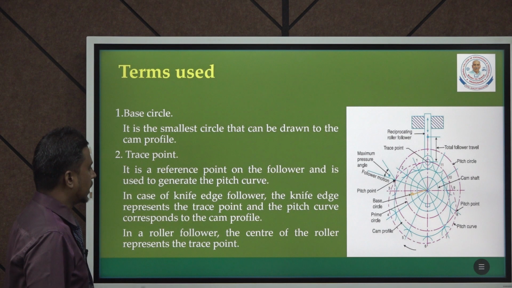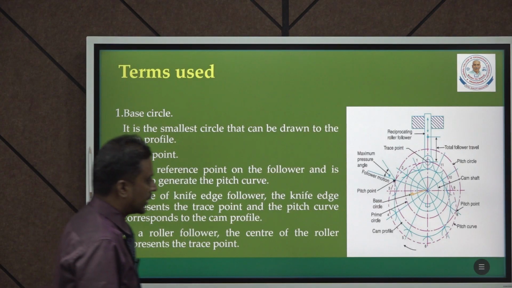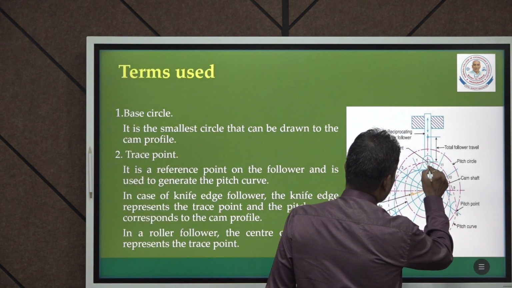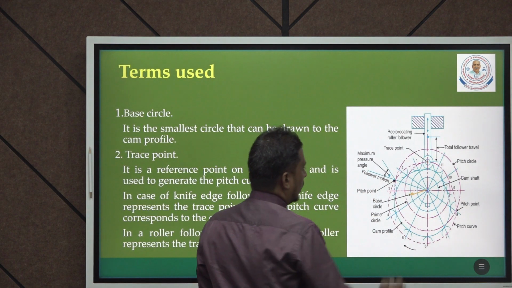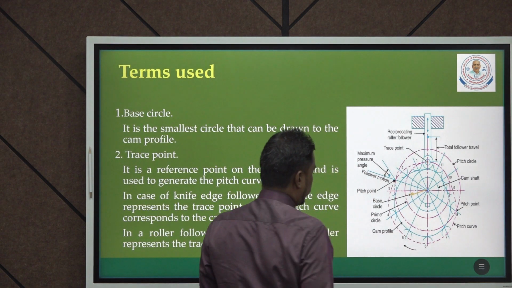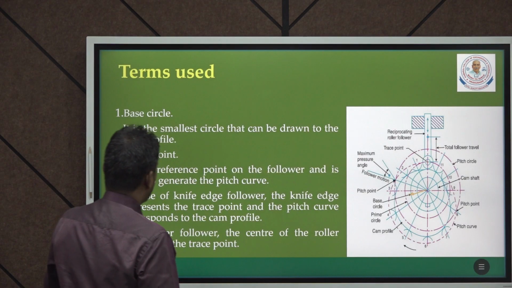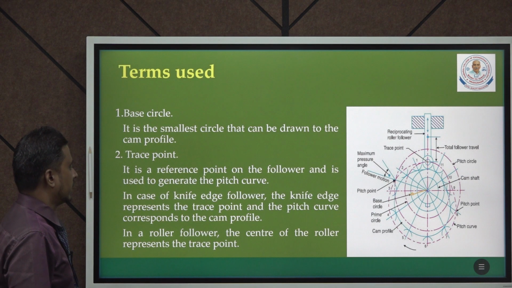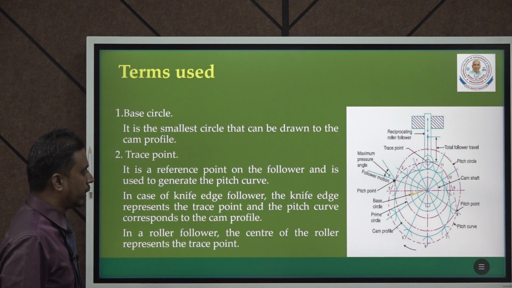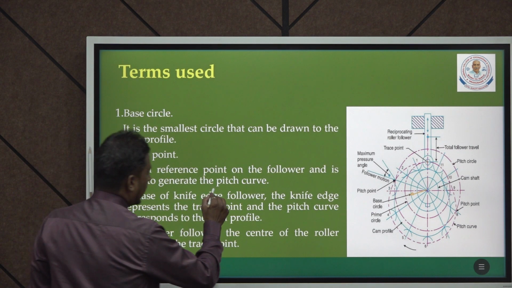The second one is trace point. Trace point is nothing but a point where we are going to locate the follower. Various trace points are connected to form a pitch curve. Now, first let us define the trace point. It is a reference point on the follower and is used to generate the pitch curve.